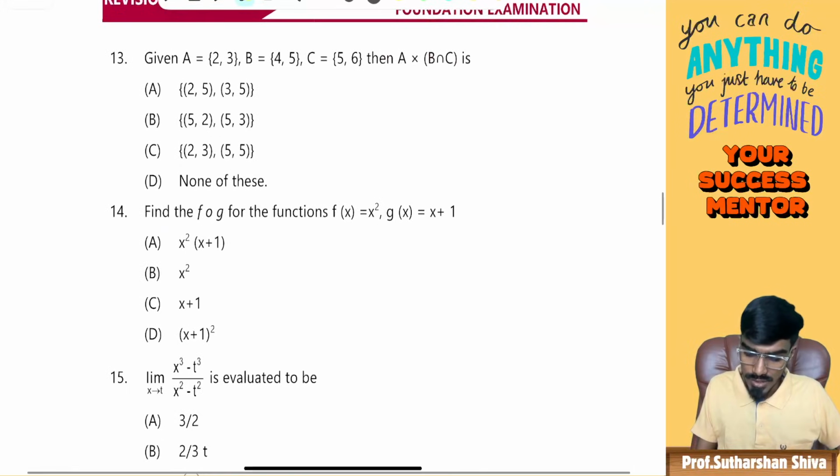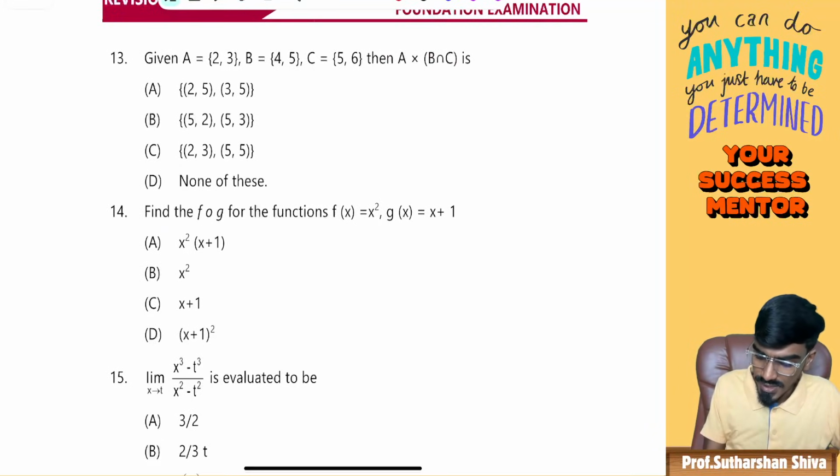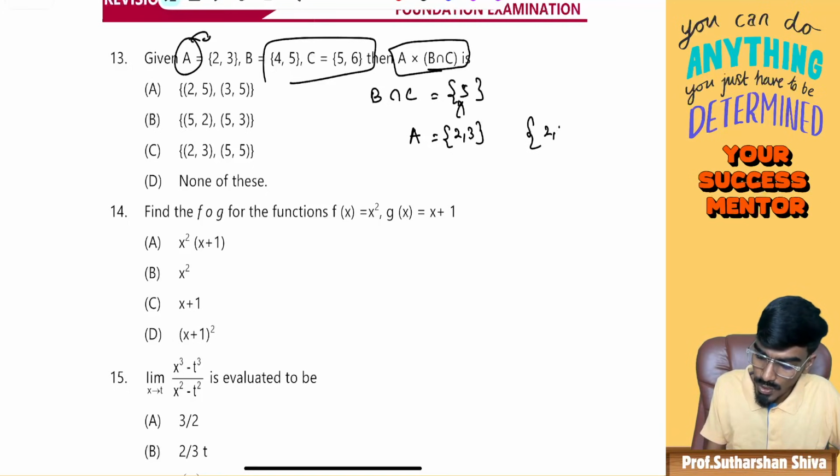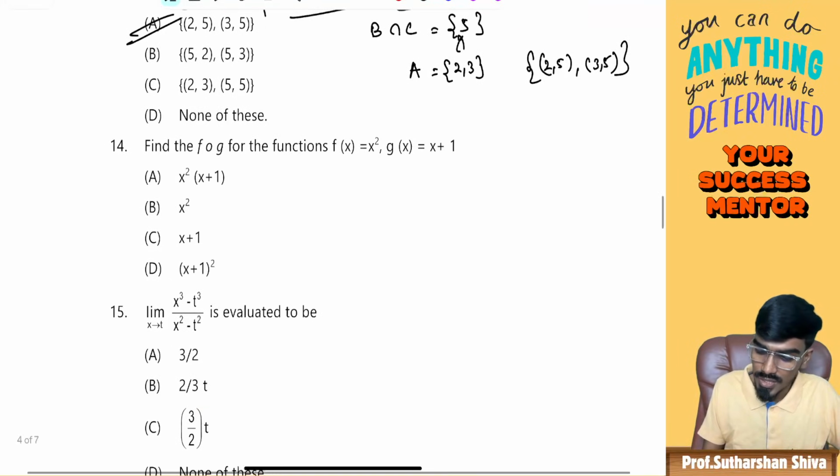Now come to question number 13, guys. 13 is from the set. They are asking A cross B intersection C. First, try to find B intersection C. What is B intersection C? B intersection C is 5. Now, what do you need to do? A cross multiple. A multiple is nothing but 2 comma 3. If I multiply this, it will become 2 comma 5 and 3 comma 5. So option A is your answer.